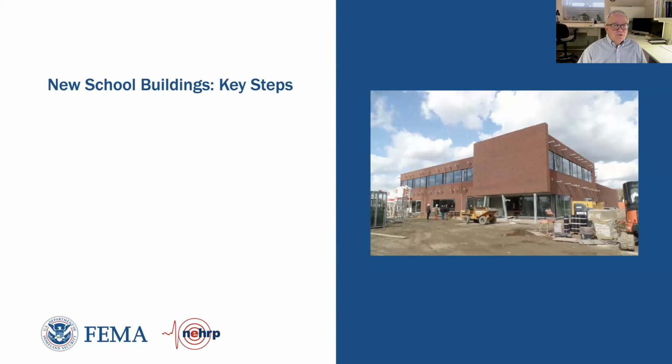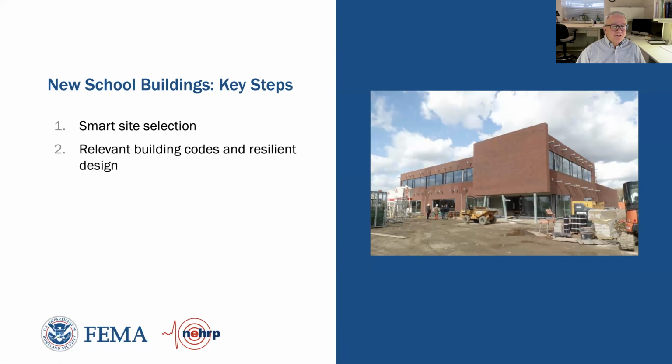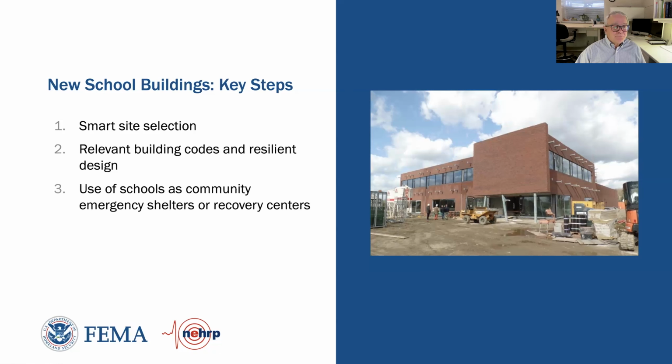So now let's switch to new buildings and look at some of those key steps. Well, for new buildings, you have the advantage of being able to site them in areas where hazards may not be as problematic. So smart site selection is one of the key elements to understand about new building construction. You'll also be designing to relevant building codes, and you want to consider whether you make your buildings more resilient, so going above that life safety standard that I was talking about to making the building immediately occupiable or functional.